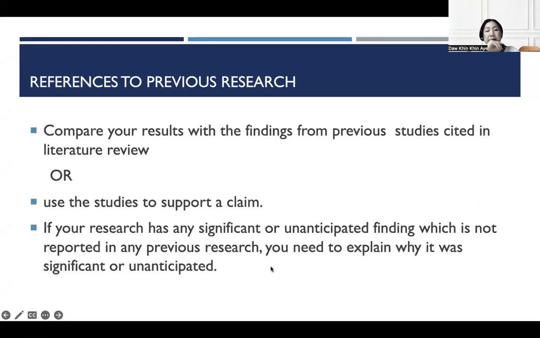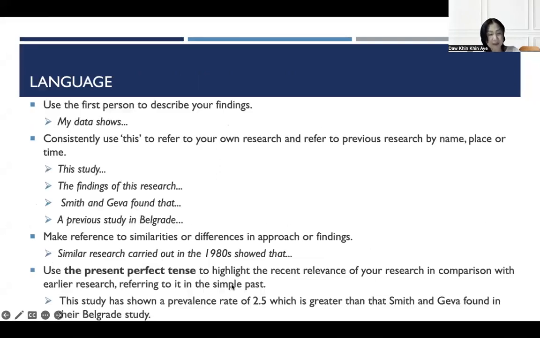Now, whenever you would like to refer to previous research, compare your result with the findings from previous studies cited in your literature review, or use these studies to support your claim. If your research has any significant or unanticipated finding which is not reported in any previous research, you need to explain why it was significant or unanticipated. It's very important, okay?